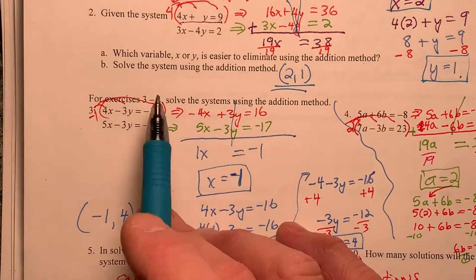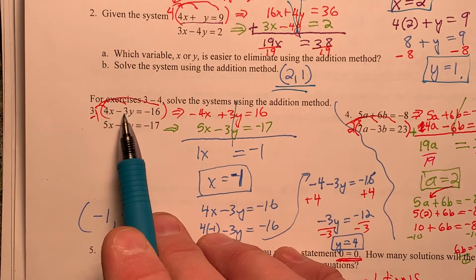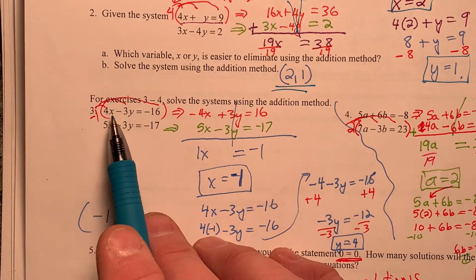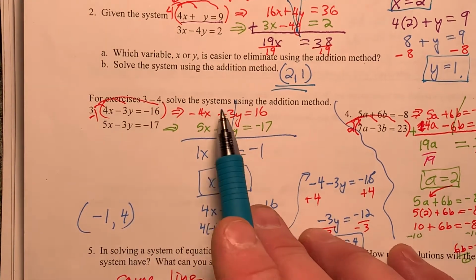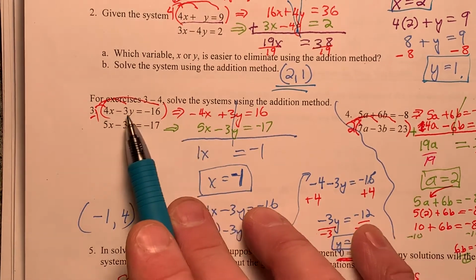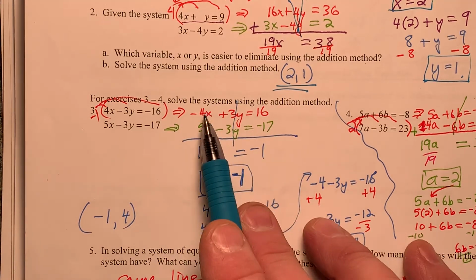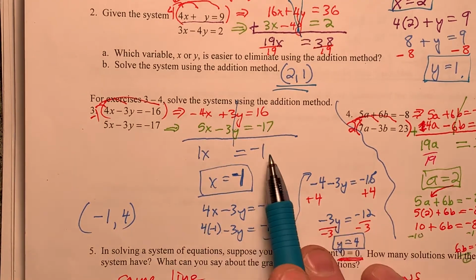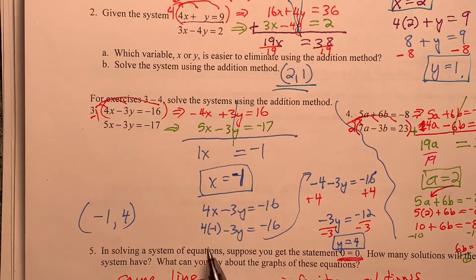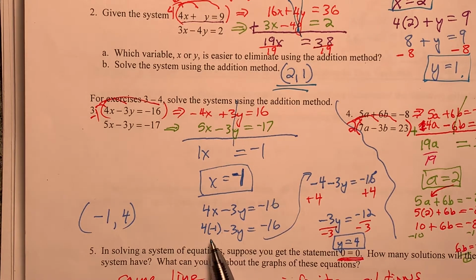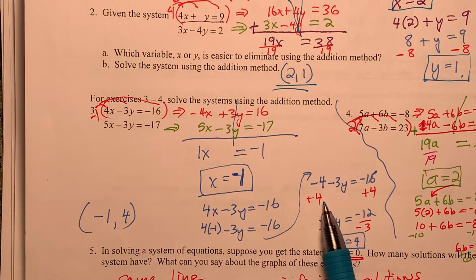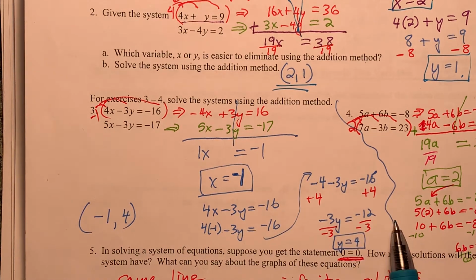This one, it's almost already the same. We got negative 3y and negative 3y. So if we just take negative 1 times either equation, you could do it to the top or the bottom. I did it to the top one. So negative 4x plus 3y equals 16. Add straight down. 1x equals negative 1. Put that negative 1 back into either equation. I put it into the top one, and isolate the variable, divide by negative 3. There's our answer, y equals 4.